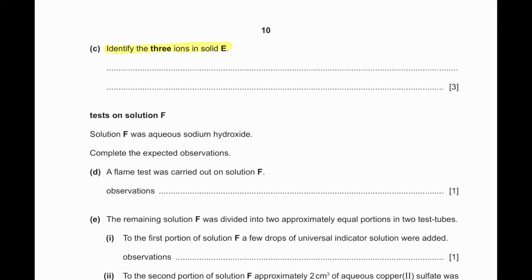Identify the 3 ions in solid E. So we can identify that there is ammonium present from the last test. Also, the tests with sodium hydroxide and ammonia indicate that there is aluminium ion present. And then finally we can also detect that there is sulfate ion present. So aluminium, ammonium, and sulfate.